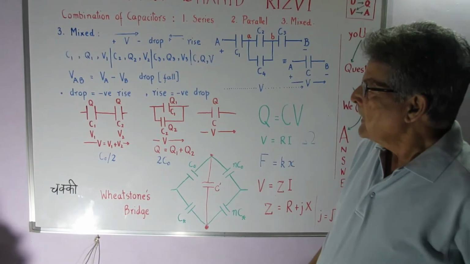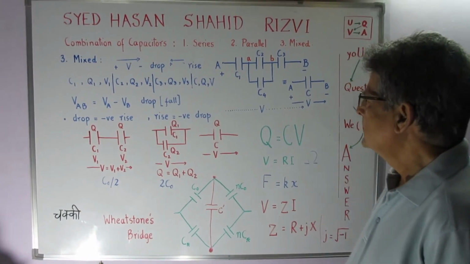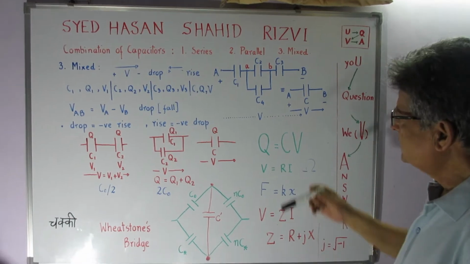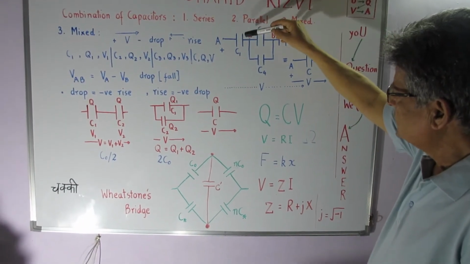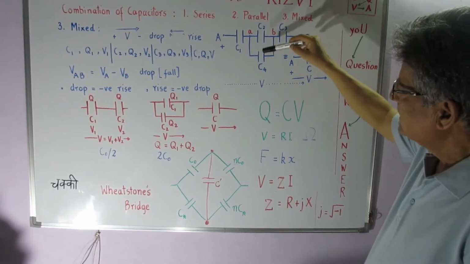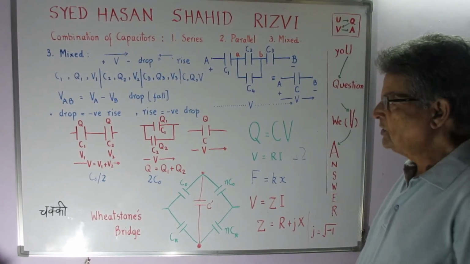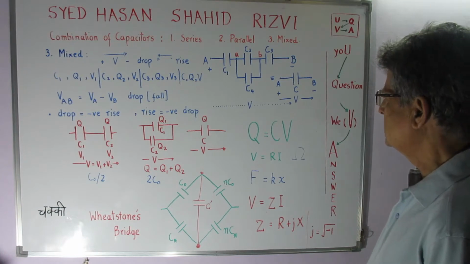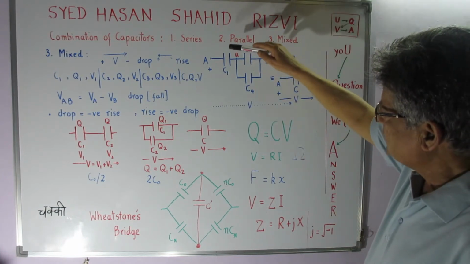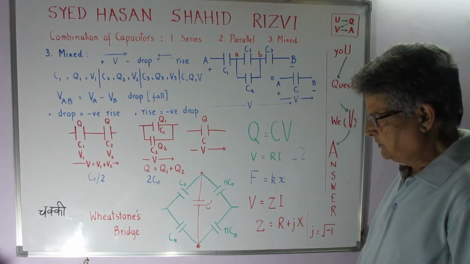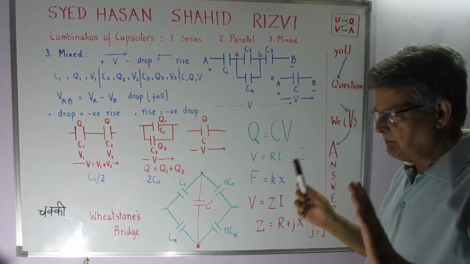Now I am taking, and mind it, all the capacitors that we have here, they will have one plate positive, another plate negative, equal charge and opposite charge on each of them. The charge resides on the inner sides, not on the outer sides. This has to be borne in mind.